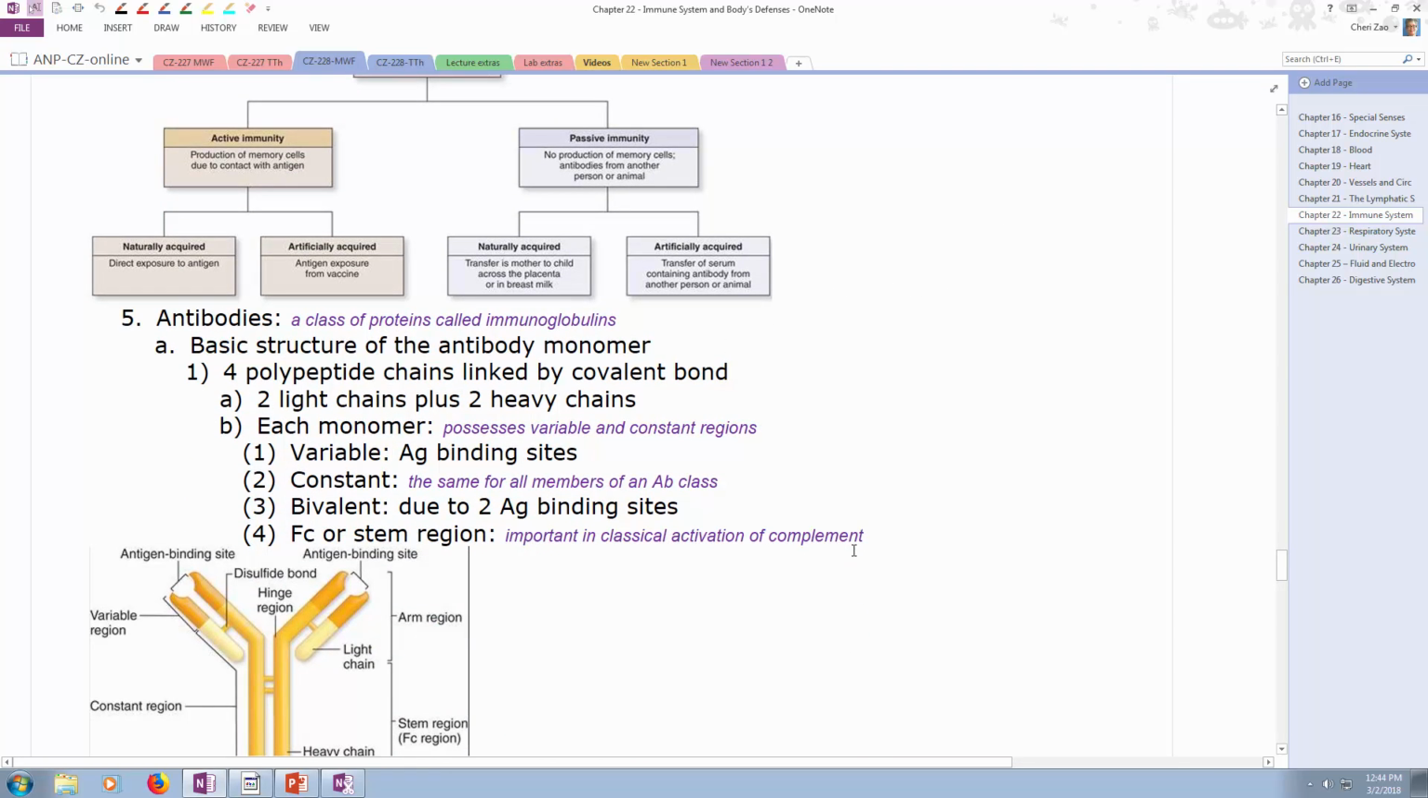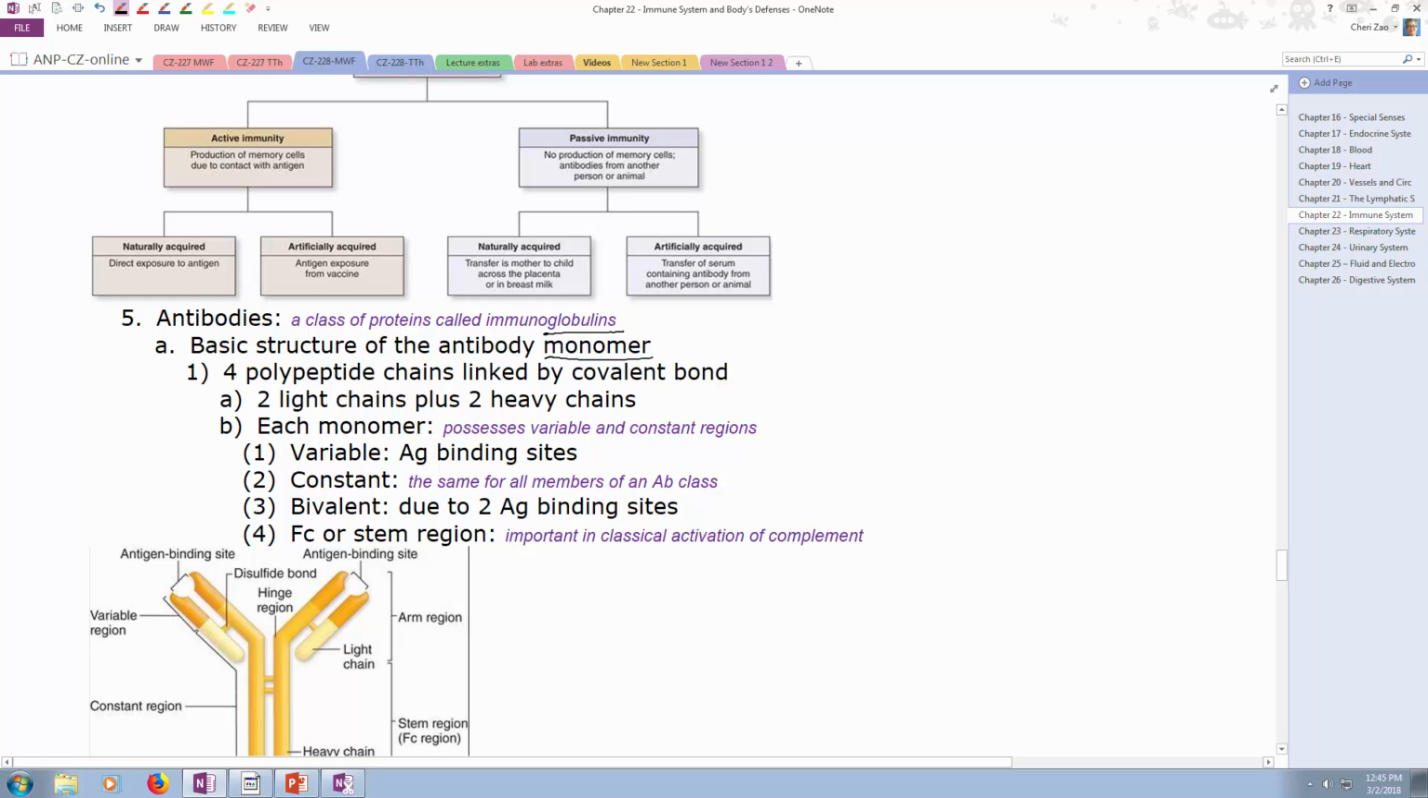Let's take a look at the antibodies. We call them immunoglobulins. Again, didn't I tell you they're plasma proteins? And from this name, globulin, that should ring a bell, that's a protein, because proteins have fibrous form or globular form, and they have a function based upon one structural and the other is something that does something. So immunoglobulins. We're going to take a look at the basic structure of the antibody monomer.